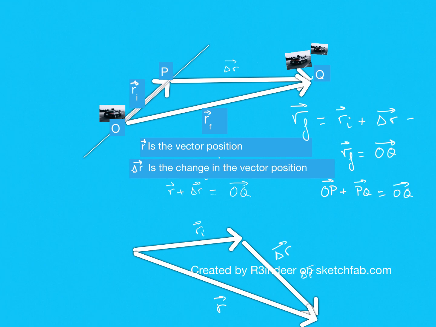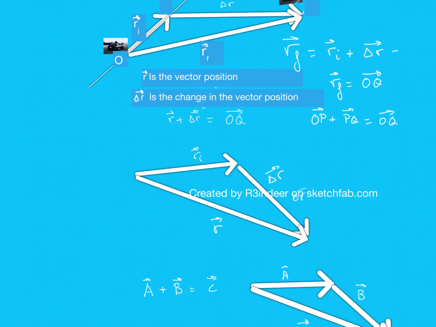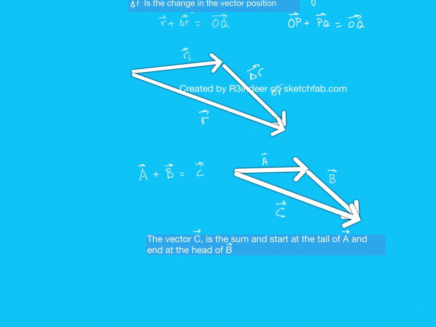So the sum of two vectors is obtained by drawing a vector that goes from the tail of the first one, R initial, to the head of the second one, R final. So R final goes from the tail of the first to the head of the second. Perfect. So to sum vectors, we use a rule that is called the parallelogram rule. And what it says is, you sum like this.